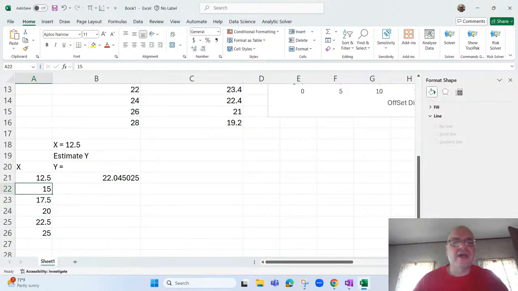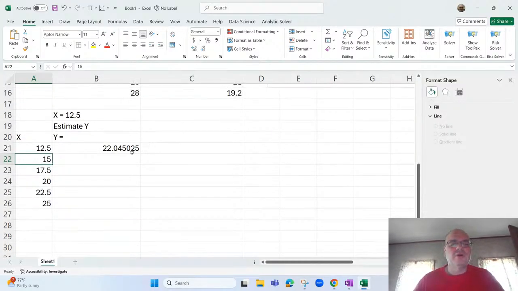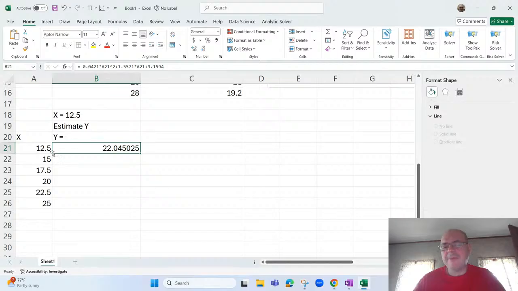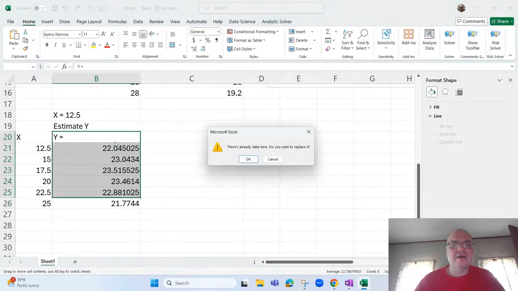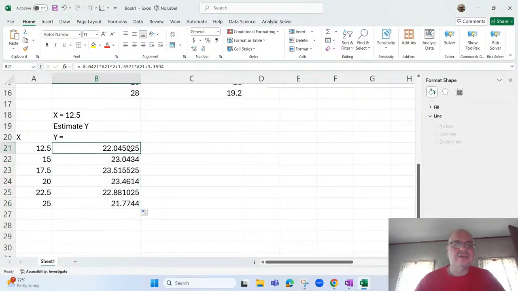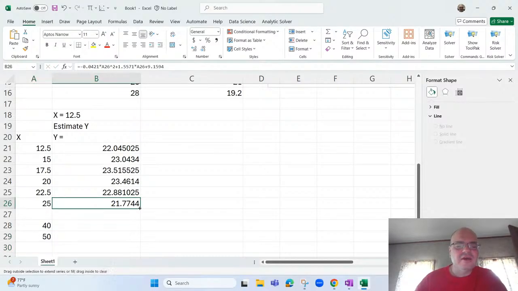I could go further with x even. It looks like x was from 0. But the key point here is I could put 12.5, 15, etc. And I could apply the function to all those x values and get points. And at some point, I do see the function value start to decrease. Now, this is called interpolation. If I did something like this with 40 and 50, that would be called extrapolation.